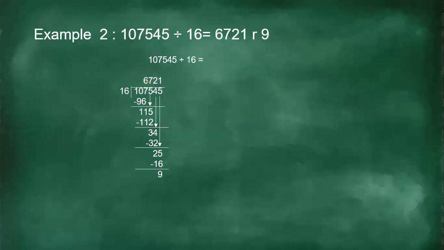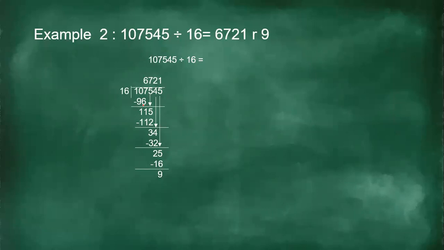So we know that 107 is not a multiple of 16, right? So we know that 96 is our multiple, and since 96 is our multiple, we're having the 6 times here, because we know that 6 times 16 is 96, right? So what happens next?